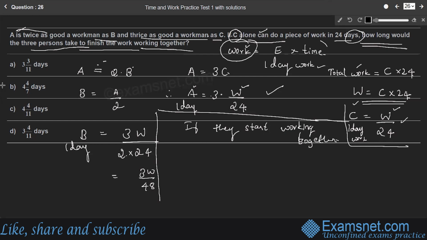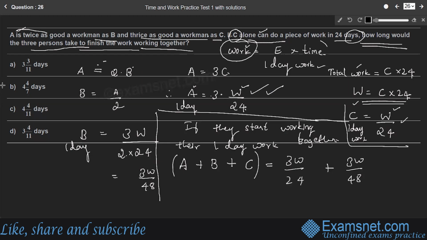So if they start working together, we'll consider their 1 day work. So A's 1 day work is A, plus B's 1 day work is B, plus C's 1 day work is C. So A plus B plus C gives their 1 day work together. If they start working, their 1 day work becomes A plus B plus C, which is equal to, since A is 3W by 24, plus B is 3W by 48, plus C is W by 24, right?